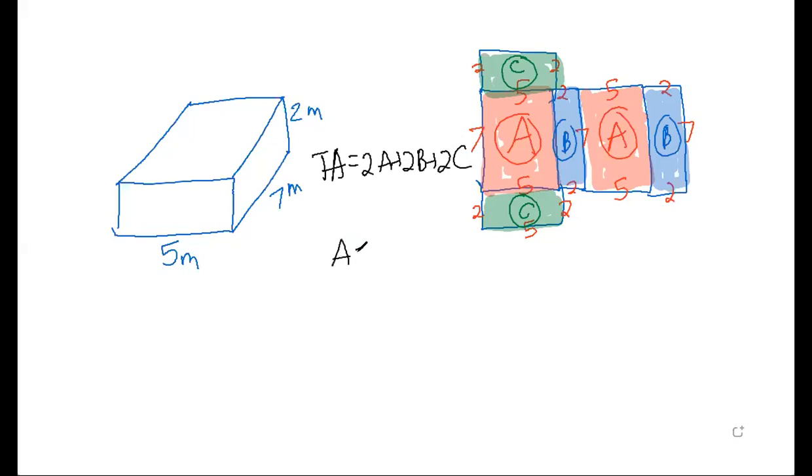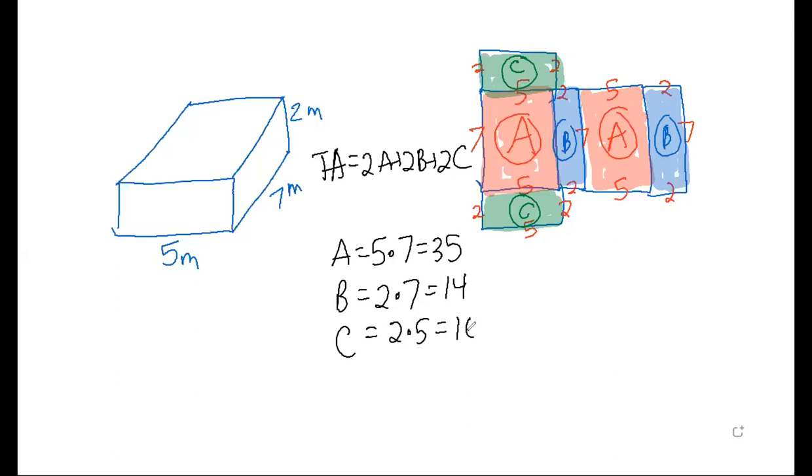Let's find the area of each and then apply it to our formula, okay? They're all rectangles, so this is all easy, length times width. What are the dimensions of rectangle A? What's the length? What's the width? It's a 5 by 7. What's 5 times 7? 35. Good. What are the dimensions of rectangle B? 2 times 7. What is 2 times 7? 14. Okay. And the dimensions of rectangle C? 2 times 5, which is 10. Good. Plug it into the formula and we're done.